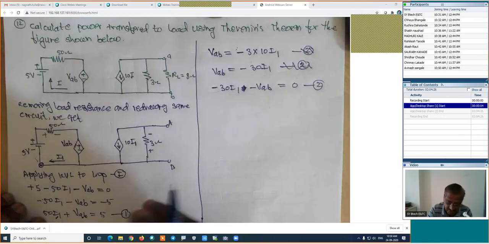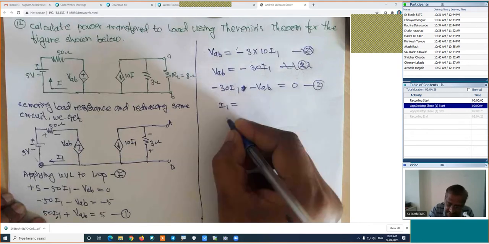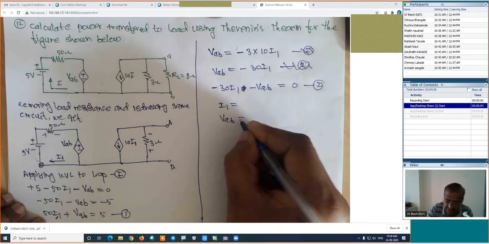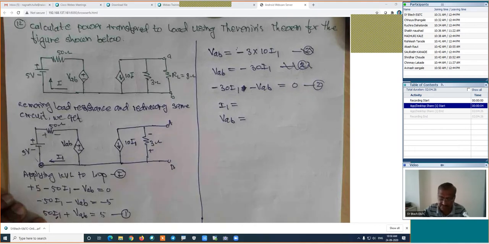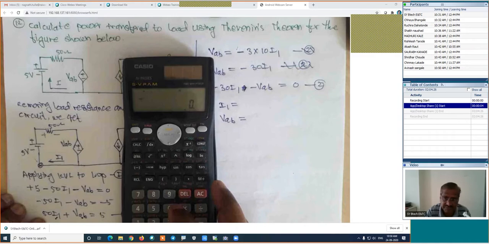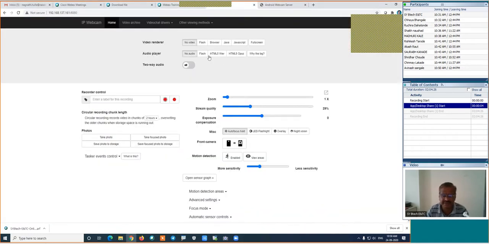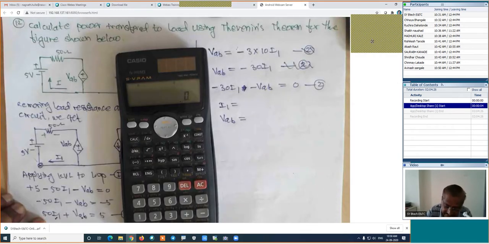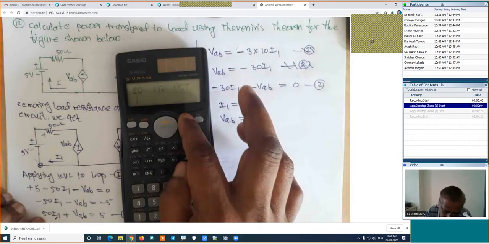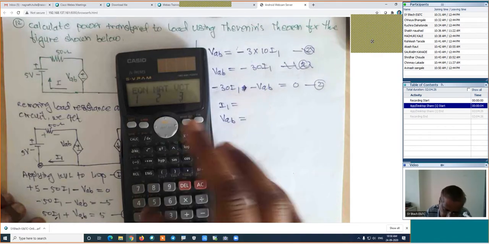Now we have two equations and two unknowns. Use your calculator and find out the value of I1 as well as the potential VAB. Find out both values. Now look at the calculator. I'm using this calculator. If we are using this calculator in this case, I'm shifting the calculator to equation mode.